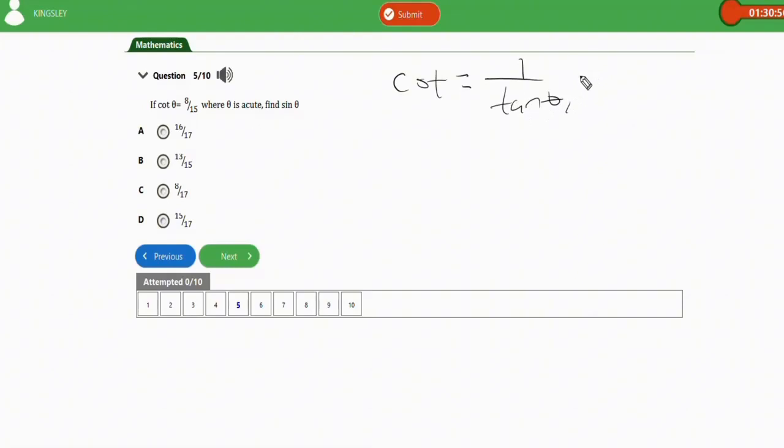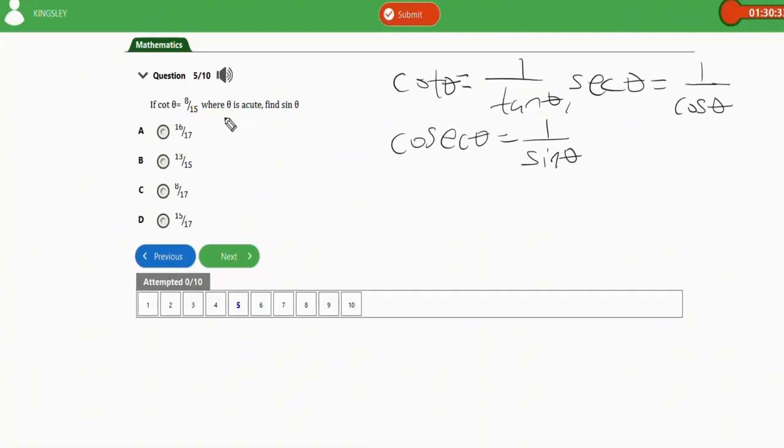Then when you see something like sec theta, sec theta is the same thing as 1/cos theta, whereas cosec theta is the same thing as 1/sin theta. Very, very important. So in this question, we have cot theta equals 1/tan theta.